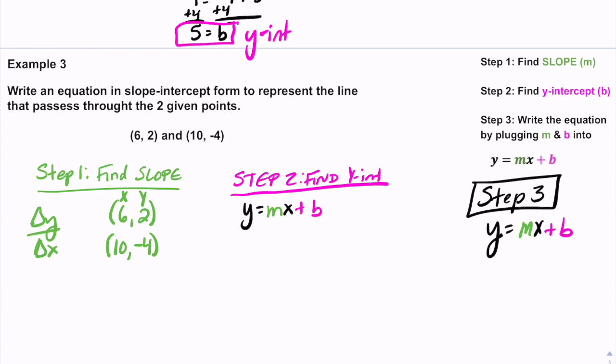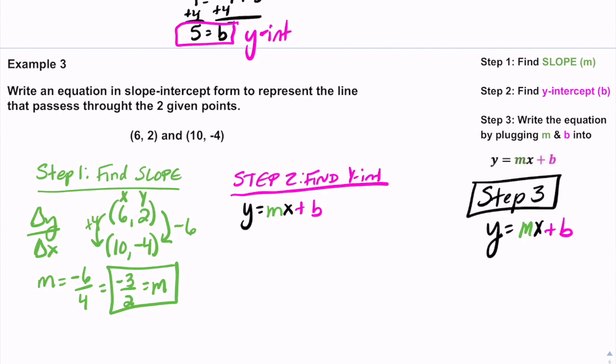For delta y, how much did y change? Well, from 2 to -4, it went down 6. For x, it went from 6 to 10, so that's plus 4. So when we go to write our slope, delta y over delta x, that would be -6 over 4. Now remember, we always want to reduce. So if we simplify that fraction, they both have a common factor of 2. So we would get -3/2. So there is my slope for this problem.